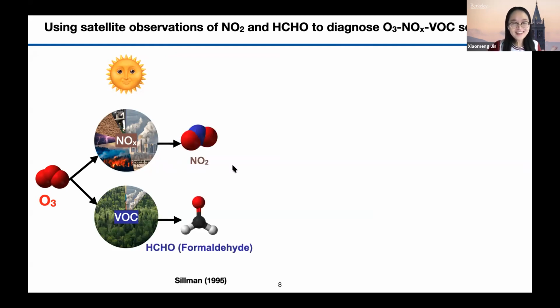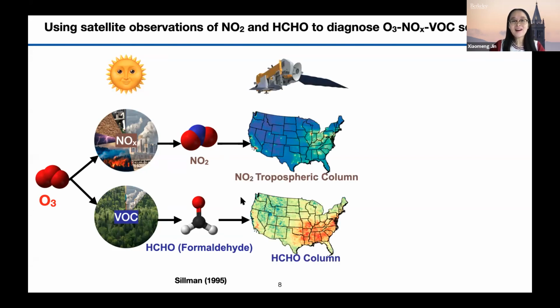But back in 1995, Sillman proposed some secondary species as indicators of NOx and VOCs. Two of them are nitrogen dioxide and formaldehyde. This is because NOx mainly exists in the form of nitrogen dioxide in the boundary layer, and for VOCs, formaldehyde is a common intermediate oxidation product of many VOCs, so it's generally considered to be proportional to the reactivity of VOCs. These two species were proposed decades ago, but they are especially useful today because they can be retrieved from space as the NO2 tropospheric column and also as the formaldehyde column.